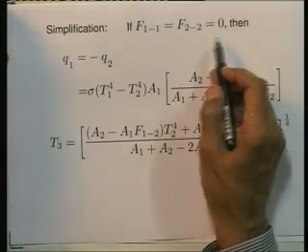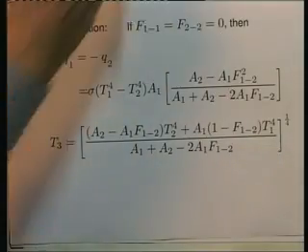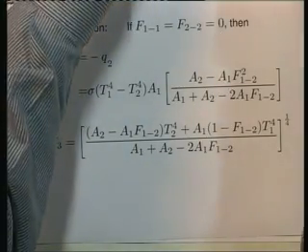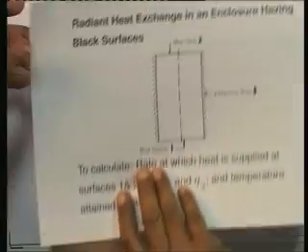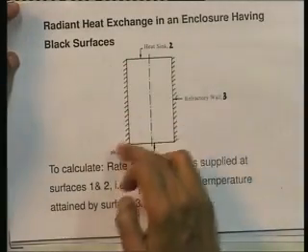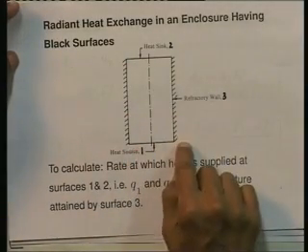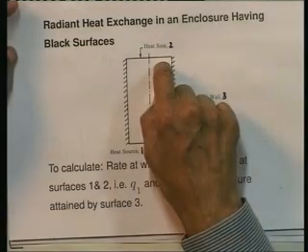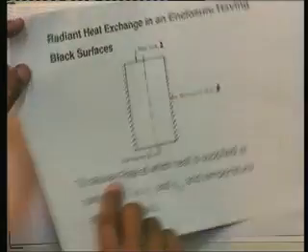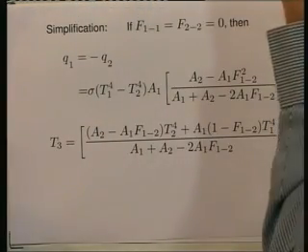Suppose I have a 3 surface enclosure in which F1 to 1 is equal to F2 to 2 is equal to 0. That means, I have a 3 surface enclosure like the one I showed at the beginning, the cylindrical enclosure which I showed. Let me show it again. Suppose I have such an enclosure in which 1 is a flat surface, 2 is a flat surface, and therefore, F1 to 1 and F2 to 2 are automatically 0. Let us say that is the enclosure that I have.